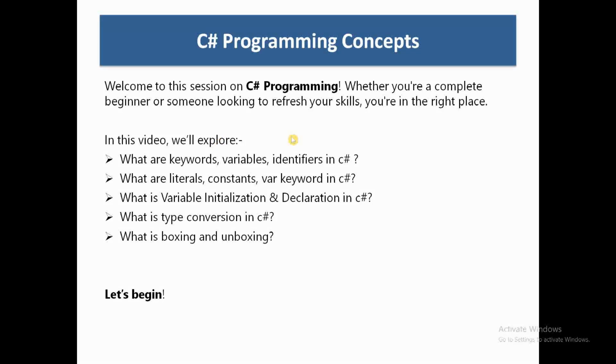Today I will walk you through some important concepts of C# programming. Here is the list. Today we will learn what keywords, variables, and identifiers are in C#, what the purpose of these is, how we can use these, along with literals and constants. We will also cover what variable initialization and declaration are in C#, how we can use these, what typecasting and type conversion are in C#, and what boxing and unboxing are. So let's begin.